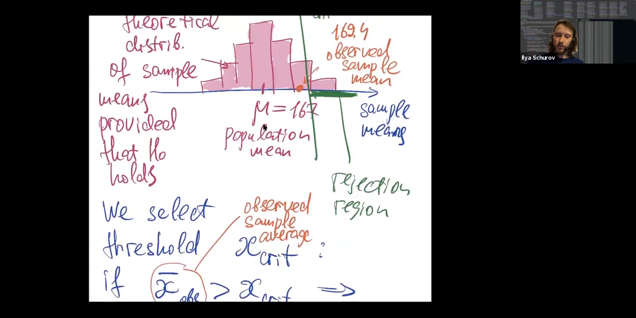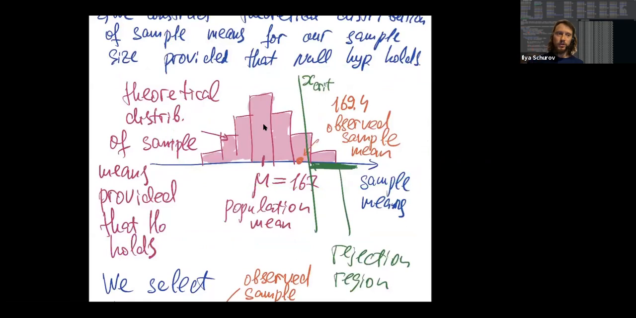And how to find, using this picture, the probability of type one error, provided that null hypothesis holds? I don't ask you about the number, I just ask you about the idea. We have this picture, and this picture is distribution of theoretical sample means that is drawn under assumption that null hypothesis holds. So if null hypothesis holds, your distribution is like this. And you will reject null hypothesis if you are here. What is probability to reject null hypothesis? How to find it?